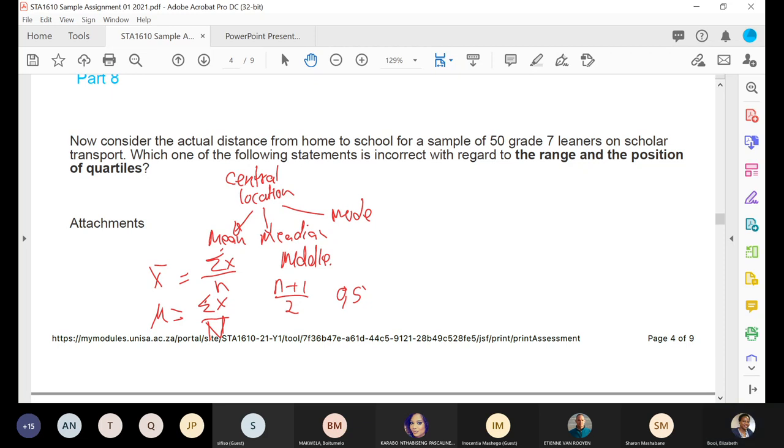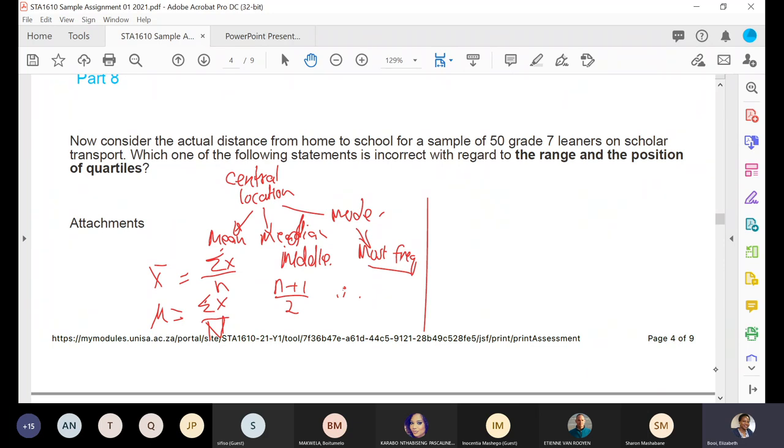If the value is a whole number, we take the value that we see. You need to remember all that. The mode is the most frequent value that appears. So you order your data from lowest to highest, and then you choose the one that appears most. For the median, you order your data from lowest to highest, and then you find your position. The mode, you look for the number that appears more than the rest of the other numbers.